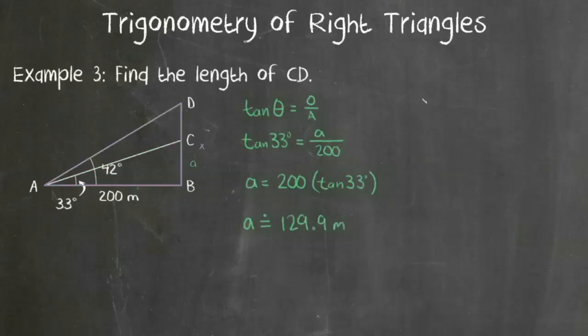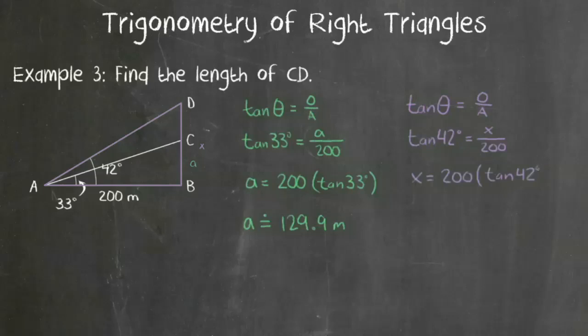Now I'm going to look at the larger triangle ABD. Again, I have tangent, given that I'm looking at the opposite and the adjacent side. So in this case, the tan of theta, again, opposite over adjacent. So the tan of 42 degrees is going to equal my variable that I assigned, x, over 200. So my side x is going to equal 200 times the tangent of 42. Again, we evaluate this in our calculator, and we get a value of approximately 180.1 meters.